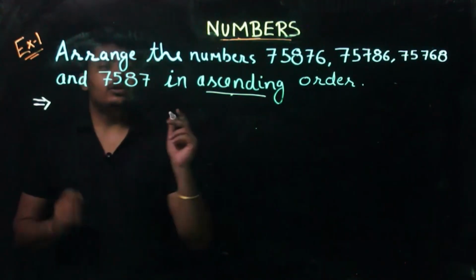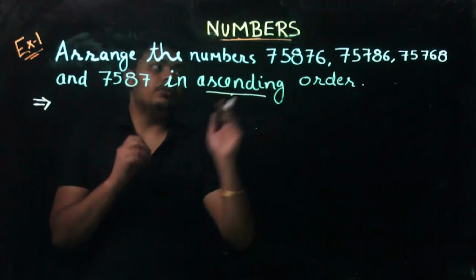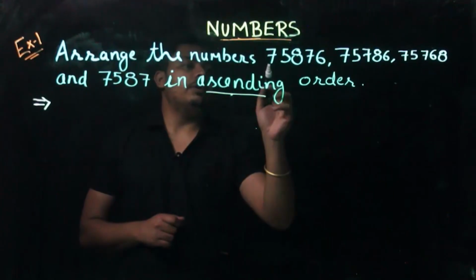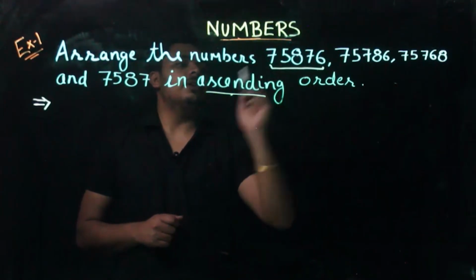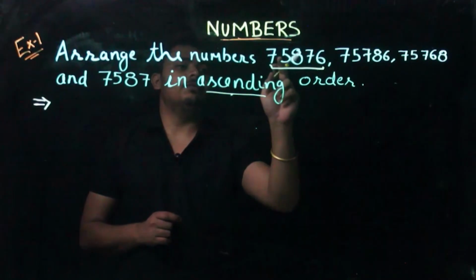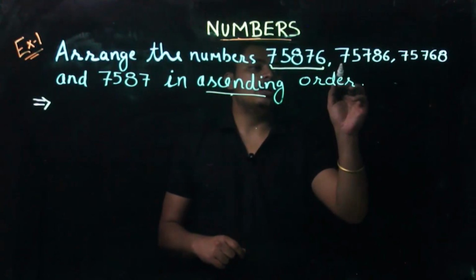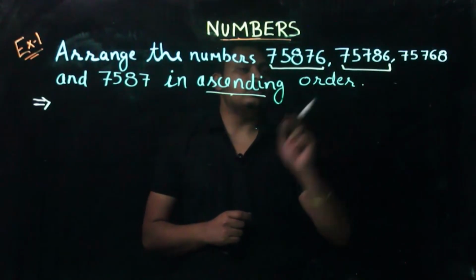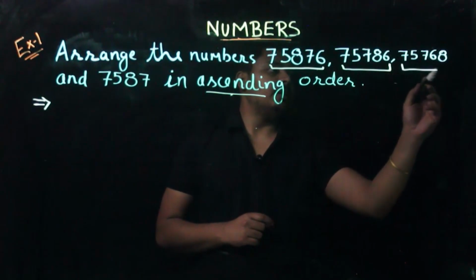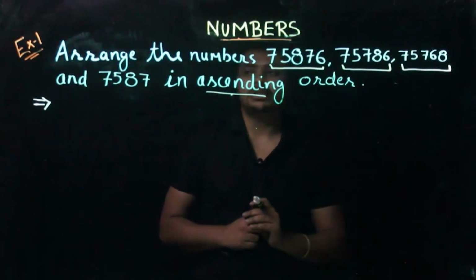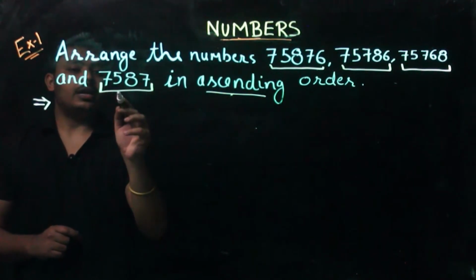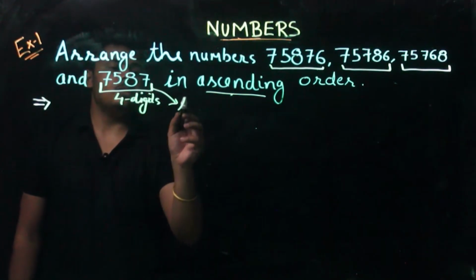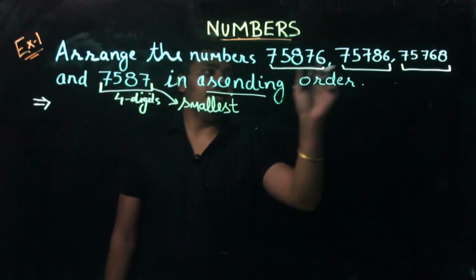So first step is to calculate the number of digits in each and every number. In the first number, there are 1, 2, 3, 4, 5. Now looking for the number of digits in my second number, 1, 2, 3, 4, 5. Here also I have 5 digits, whereas in my third number also there are 5 digits. But in my fourth number, there are only 4 digits. So I can say this is the smallest. And now I need to compare only the 3 numbers.